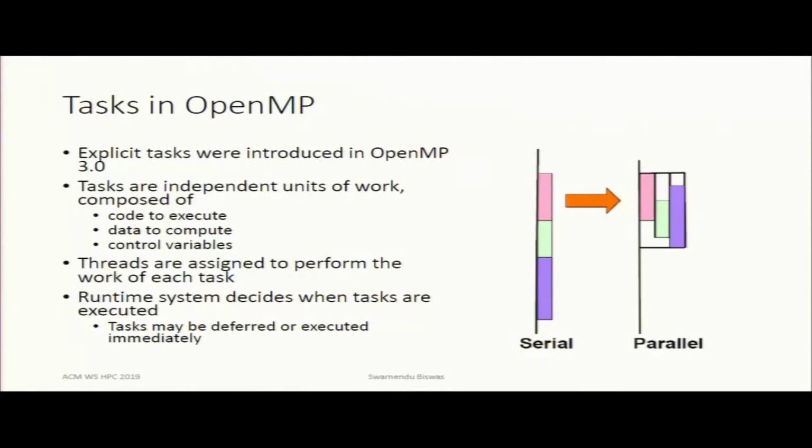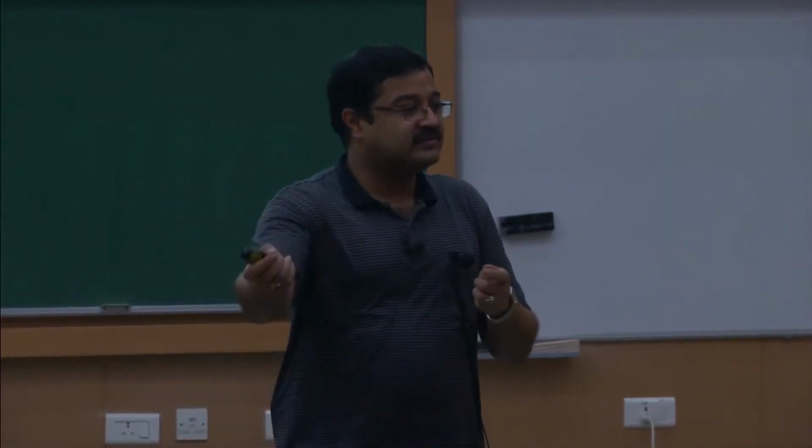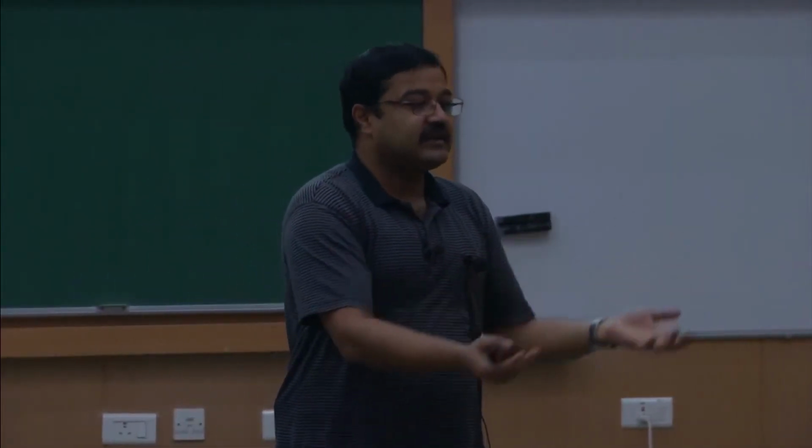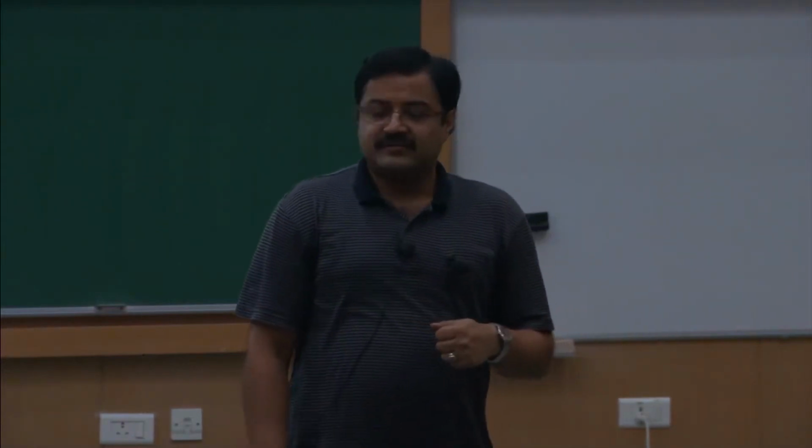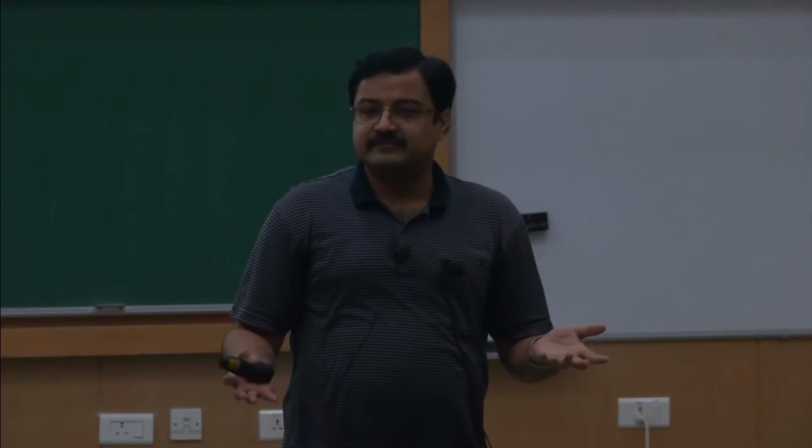So threads are assigned to perform the work of each task, and the runtime system, here I mean the OpenMP runtime system, decides when tasks are executed. I create a bunch of tasks, they are added to the queue, and then it is upon the runtime system to decide when each thread will pick up a task and execute it. There's more to it, and we will discuss it slowly as we go, but you get the idea.